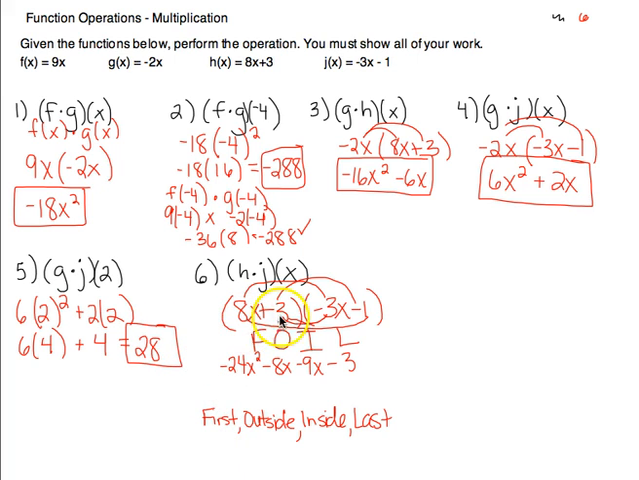In this case, because they were both a linear followed by a constant, we have like terms in the middle to combine. So that gives us negative 24x squared, and then this gives us minus 17x minus 3. So this is our h times j of x.